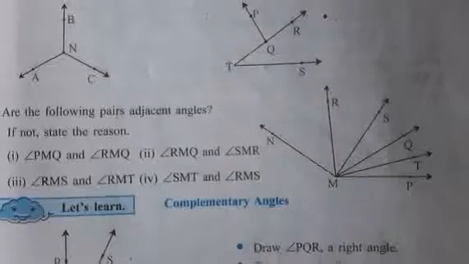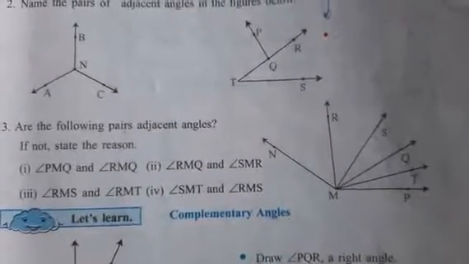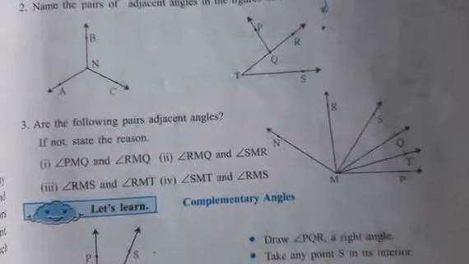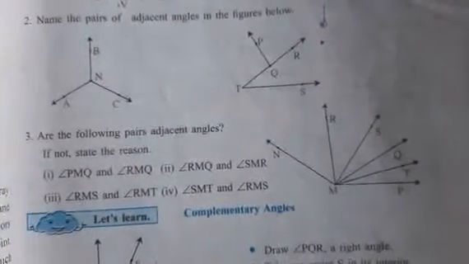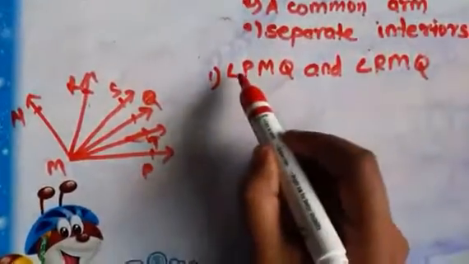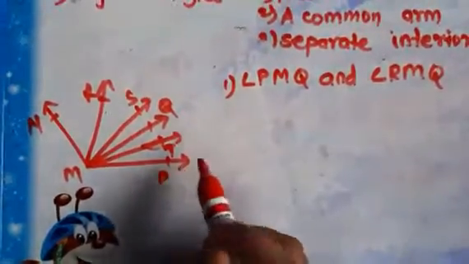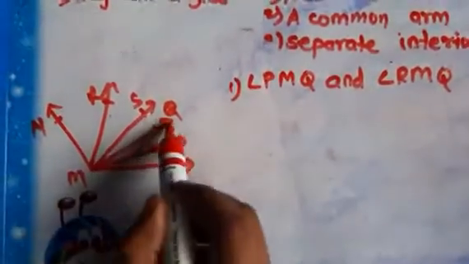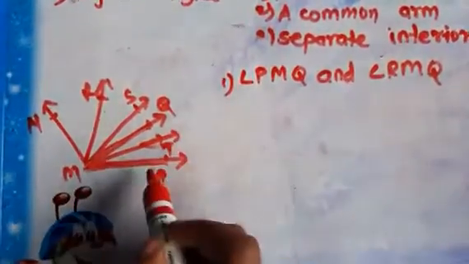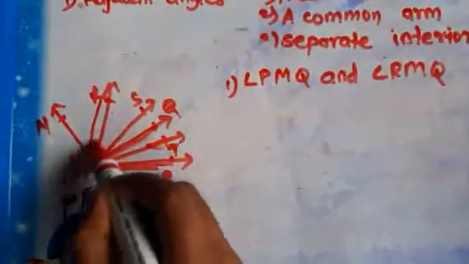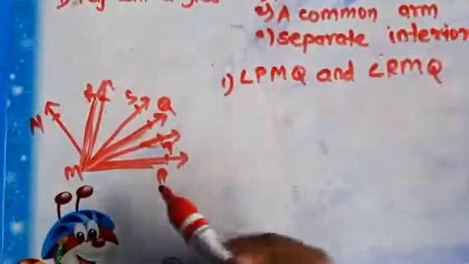Next question from practice set 15, question number 3. One diagram is given, and some questions are asked related to it. What are the questions? See, are the following pairs adjacent angles? If not, state the reason. So the first pair they have given is angle PMQ and angle RMQ. Where is PMQ? We will see first. This is PMQ. And the next angle is RMQ. This is RMQ. For that we will check all these conditions.